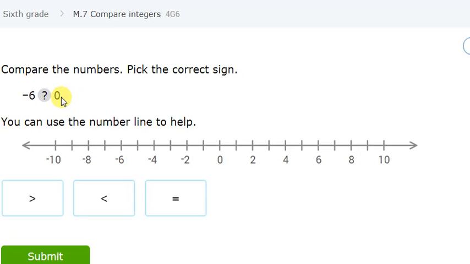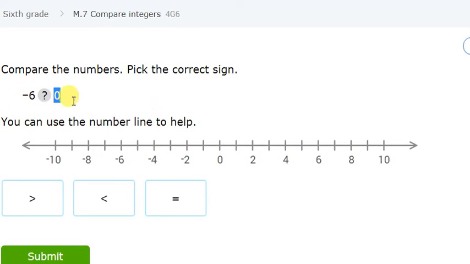-6 and 0. What do you think? Which is the larger number? You must be thinking that -6 is the larger number because 0 is the smallest number. Well, actually 0 is not the smallest number at all. We have so many numbers which are on the left side of 0 on the number line. That means all of these numbers are smaller than 0. That means -1 is smaller than 0, so -2, so -3, and so on, right?